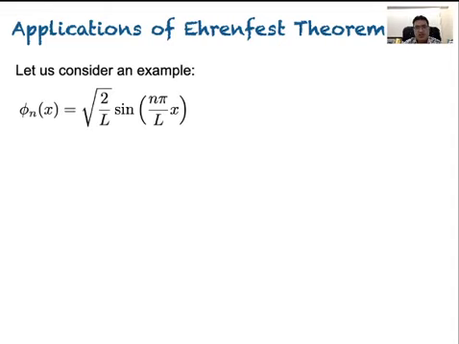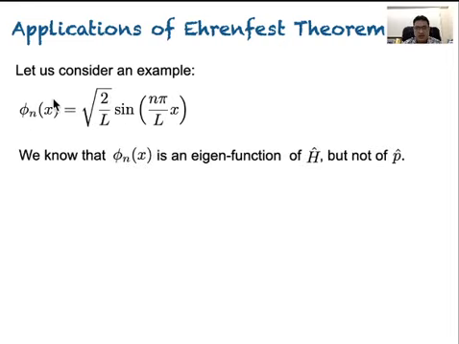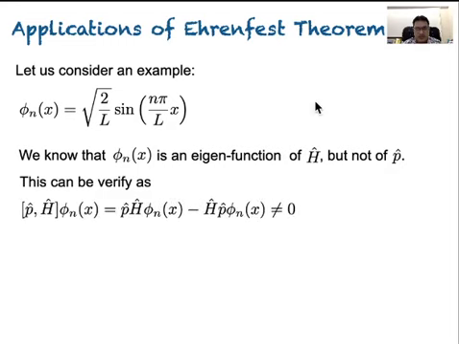The one application we are going to do is related to the particle in a box. This is the wave function for a particle in an infinite box. This is your normalization constant, and this is your wave function for the nth state. We know that this function is an eigenfunction of the Hamiltonian, but it is not an eigenfunction of P, as we have seen in the earlier videos. This can be verified as follows: let's say you take the commutator of P with H, and then operate with this eigenfunction.